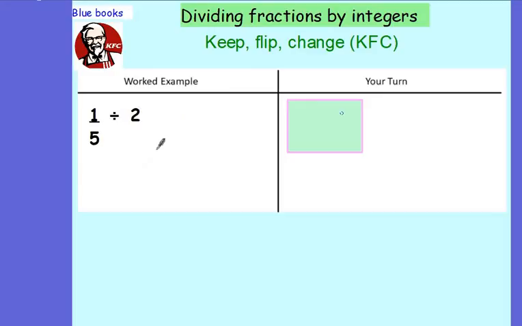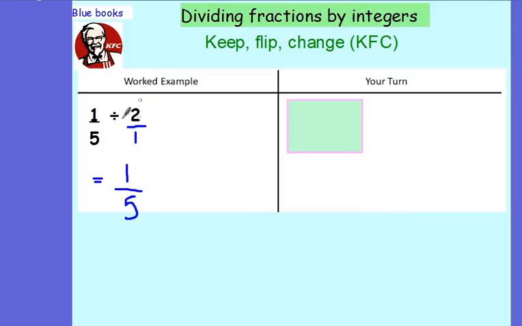I'm going to do an example and then you're going to do an example. So here's my example. I've got a 1/5 divided by 2. This time I'm going to keep my first fraction. How else can I write the number 2, Felix? I could write it as 2 over 1. Great. Let's use that. I've kept my first fraction as a 1/5.